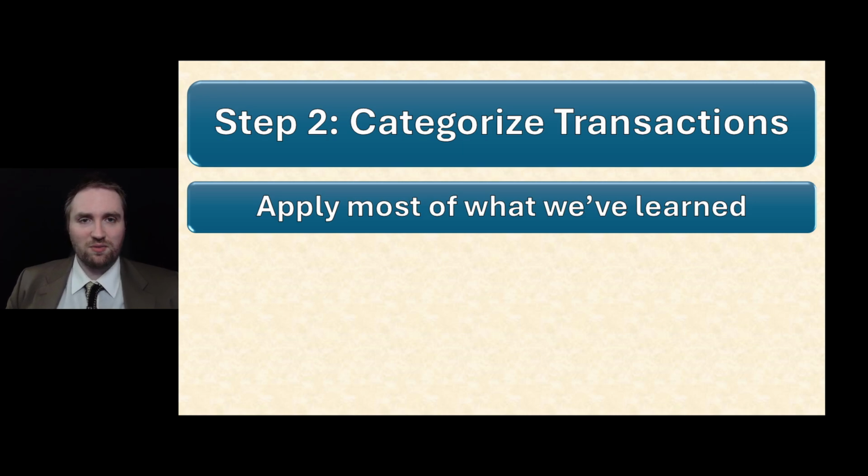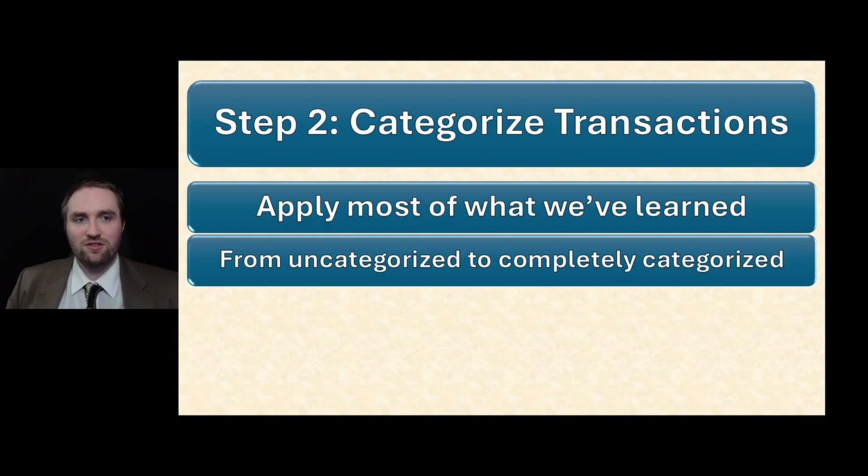Modern software like QuickBooks Online helps save a lot of time, in part, by automating much of this categorization process. Whether you have an accounting software or not, the workflow will still be the same. This workflow will take us from completely uncategorized to completely categorized in 3 substeps.